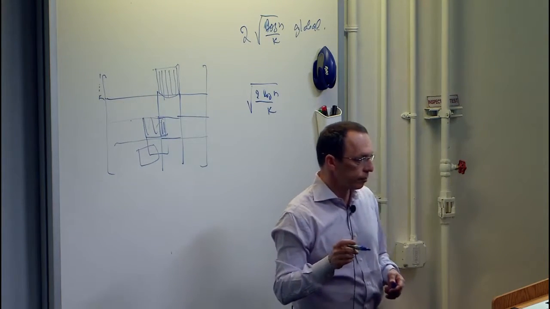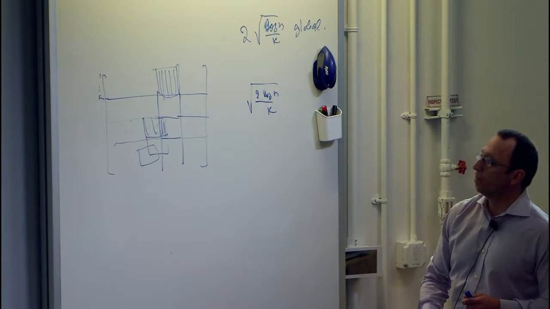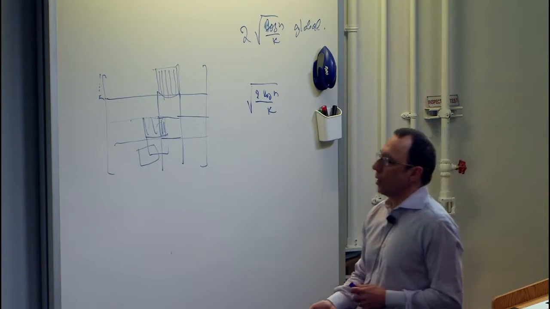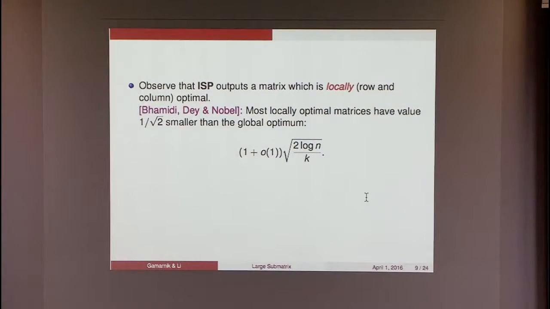Any questions? Okay. The paper that established the global optimality, by Bhamidi, Dey and Nobel, wanted to say something about the performance of this algorithm, the iterative search procedure, but that turned out to be challenging. It's not obvious to do, because the dependencies mess it up and things become complicated. So instead, they did something different. They gave evidence that what you get in the first iteration is pretty much the best you can do.